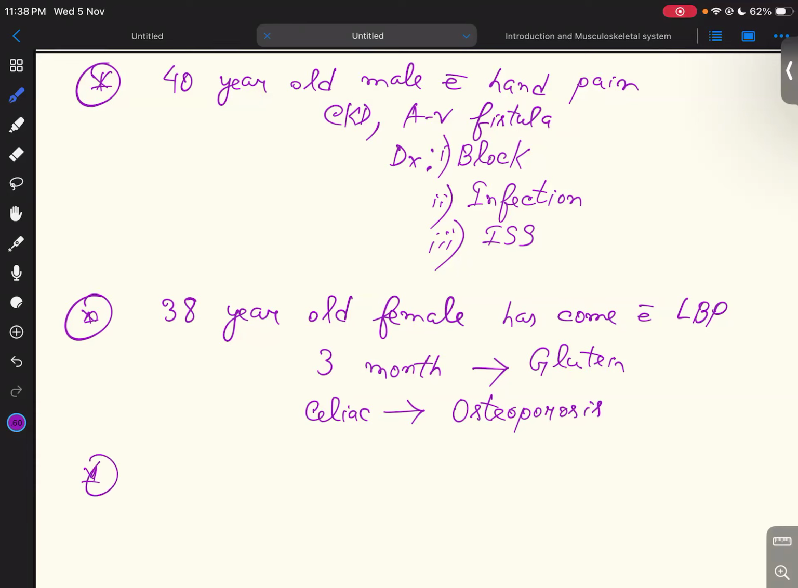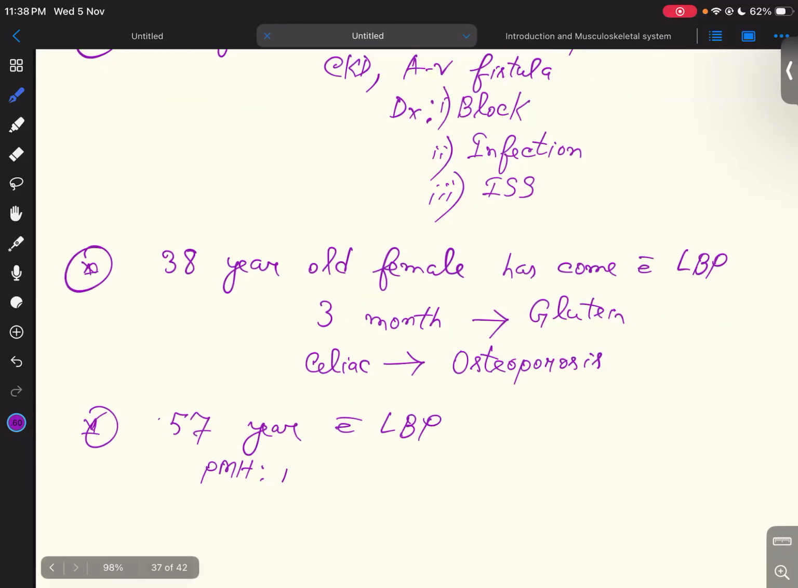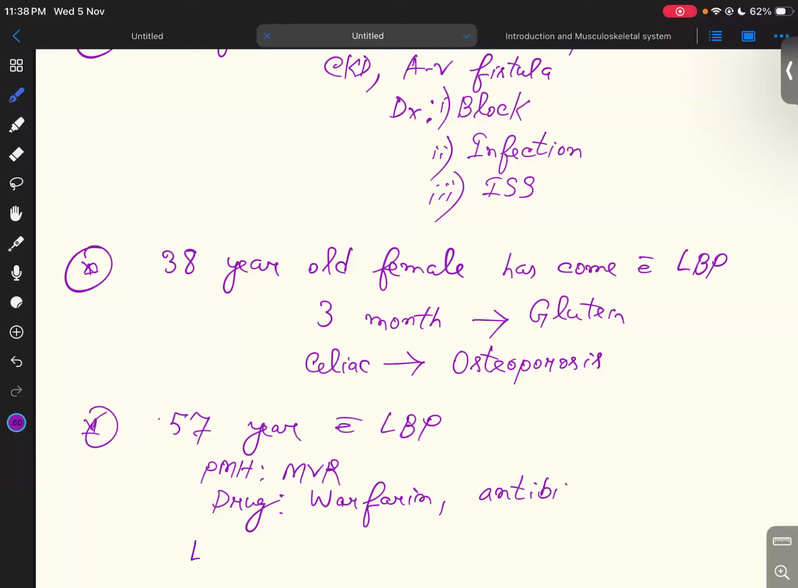A 57-year-old man has come with severe low back pain. It is mechanical type. In the past medical history, the patient is telling that he has a history of mitral valve replacement. In the drug history, he is taking warfarin and needs an antibiotic for some sore throat. So what is the cause of low back pain? Psoas hematoma. Yes, psoas hematoma. It is that much simple.